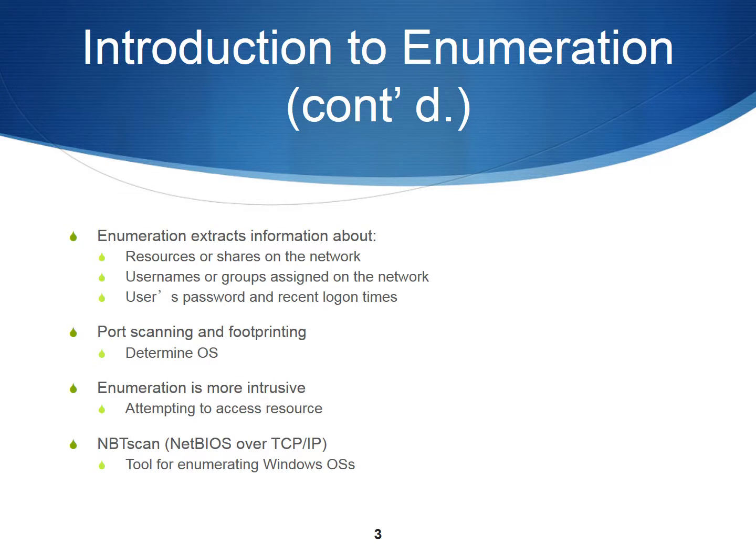Introduction to Enumeration continued. Enumeration extracts information about resources or shares on the network, usernames or groups assigned on the network, and a user's password and recent logon times. Port scanning and footprinting both determine the OS being used, but enumeration is more intrusive by attempting to access resources instead of just identifying them. NBTscan, NetBIOS over TCP/IP, is a tool used for enumerating Windows OSs.